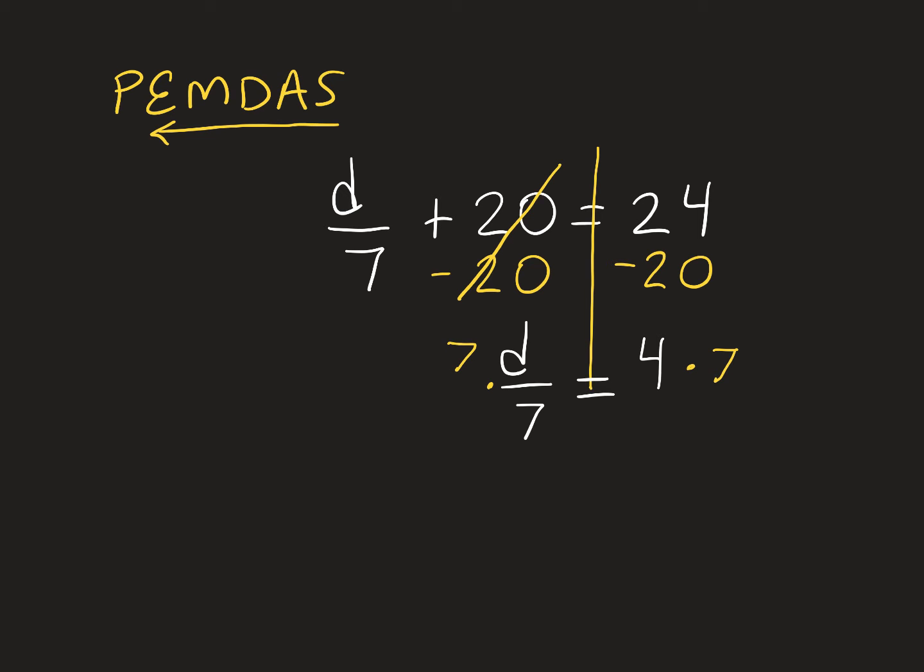Because you have that 7 on the top and the 7 on the bottom, it will cancel out. And on the left-hand side, you're just left with your d. On the right-hand side, you would do 4 times 7 and get 28.